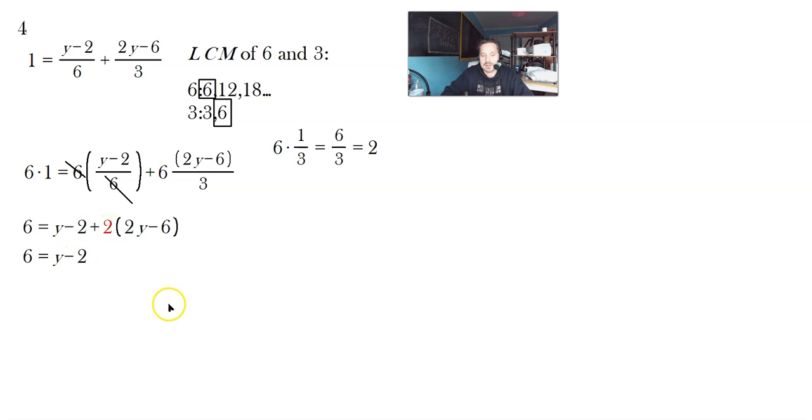Do not touch the y minus 2. So you're going to have 2 times 2y, which is 4y. And then the red 2 times the negative 6 is going to give you here a negative 12. Then you continue, so it's going to be 6 is equal to y.